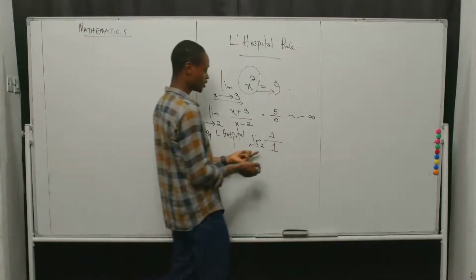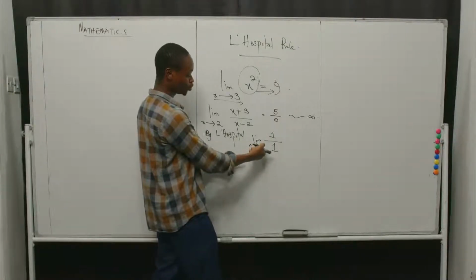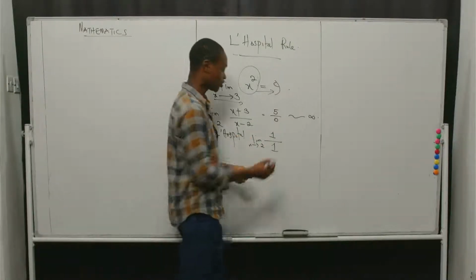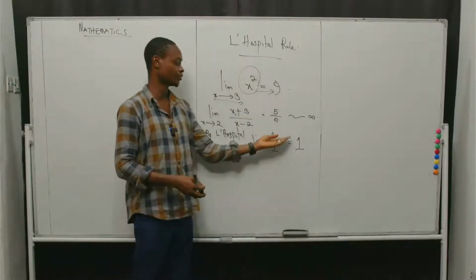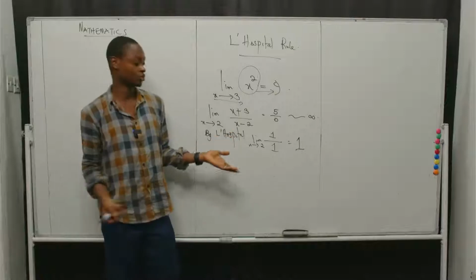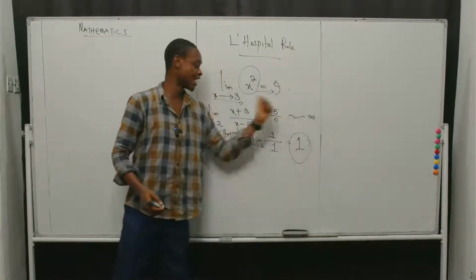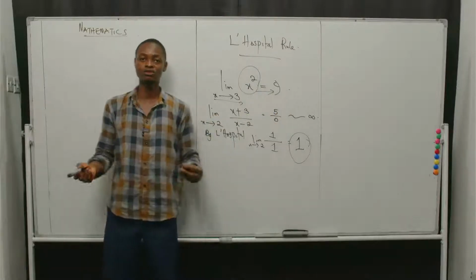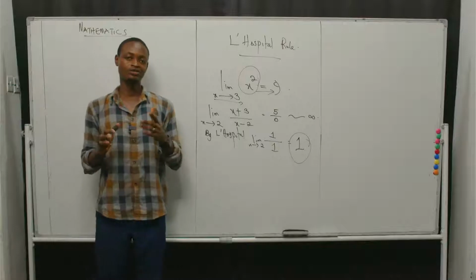So in this case, you see that the limit as x tends to 2 of 1 divided by 1 is still going to give you 1. Why? Because there is no x left that you want to evaluate here. So you have 1 divided by 1 is 1. So you've gotten yourself a defined value, unlike the first step where you had undefined. So that is why L'Hopital rule is very, very important.